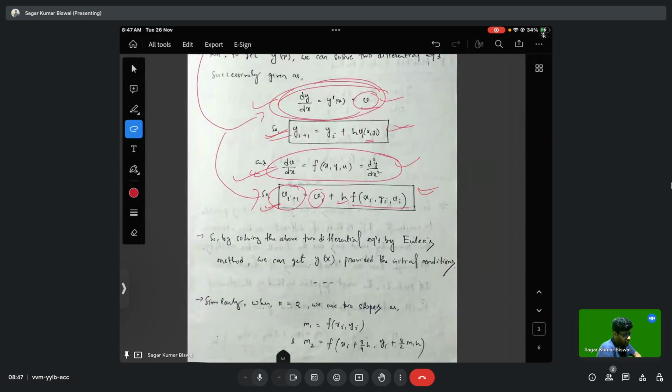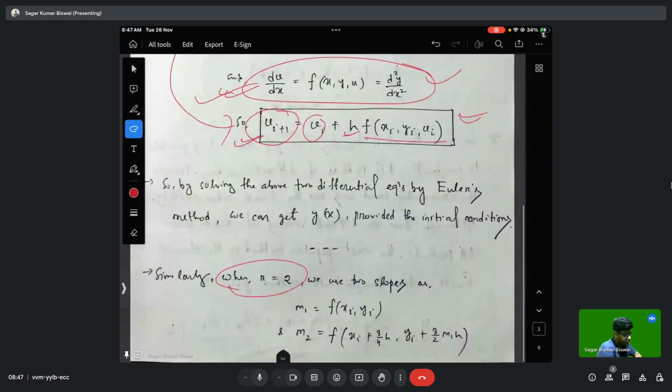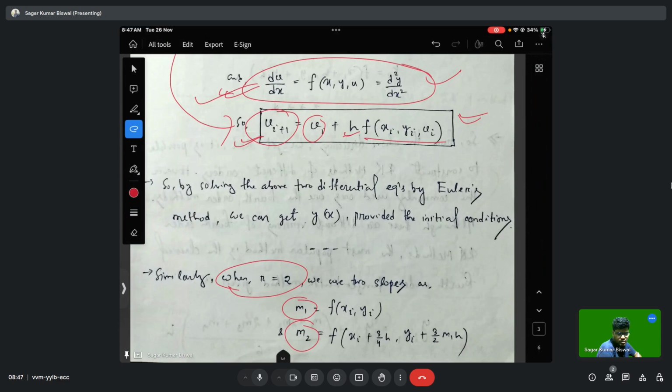And similarly, now if you want to find the RK2 method, if you want to use the Runge-Kutta method of order 2, then you have to use slopes at 2 points. Here you have to use M1 and M2. And what are these 2 points in the interval xi to xi plus 1? The 2 points will be xi and xi plus 3 by 4 h.